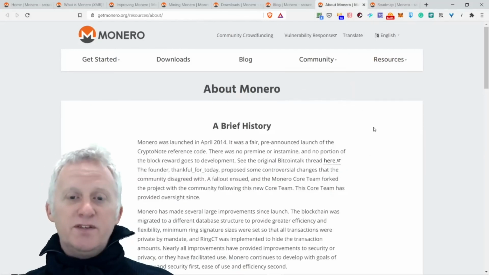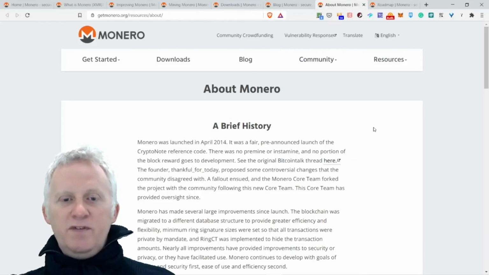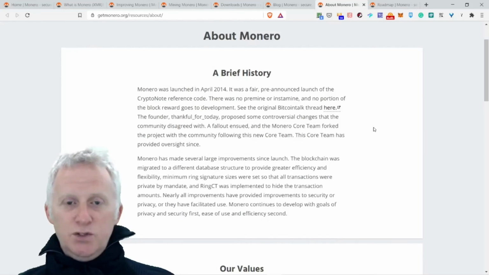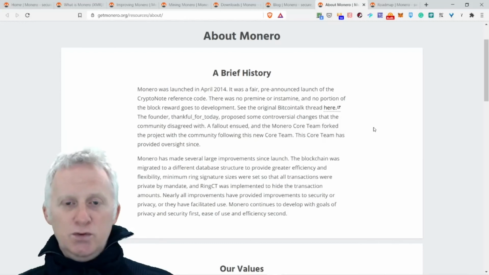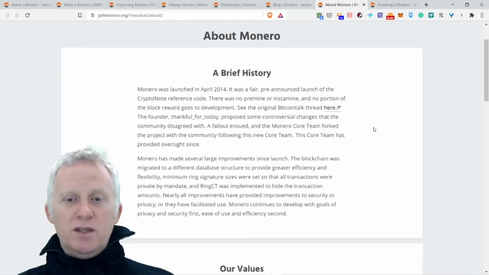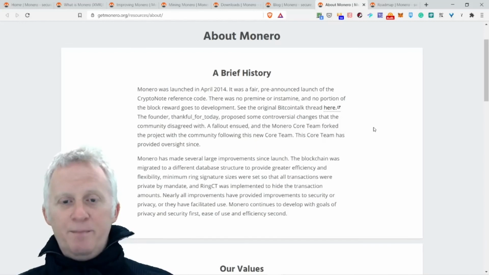So about Monero, a brief history of when this project started. Monero was launched in April 2014. It was a fair, pre-announced launch of the CryptoNote reference code. There was no pre-mine or instamine, and no portion of the block reward goes to development. See the original Bitcointalk thread here. The founder, thankful for today, proposed some controversial changes that the community disagreed with. A fellow ensured that the Monero core team forked the project with the community following this new core team. This core team has provided oversight since.